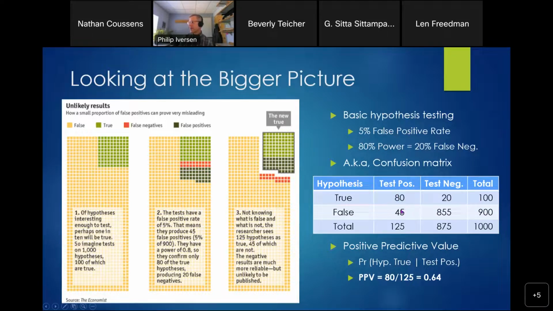False positive is the probability of a positive test given the hypothesis is false, 45 out of 900. But positive predictive value is the reverse question. What's the probability that your hypothesis is true given that you got a significant result in one experiment? That's a different calculation. And in this case, it's 80 over 125 or only 0.64.